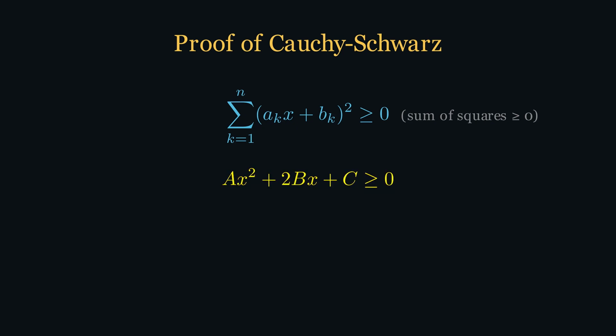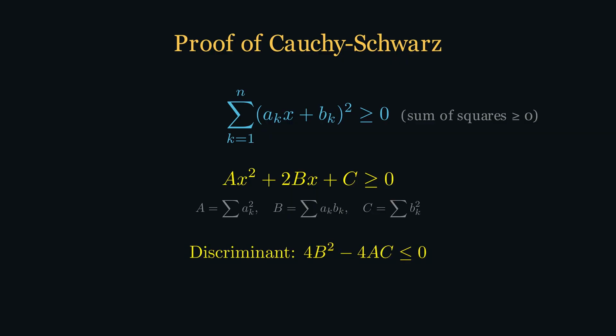The proof is, in my opinion, clean, and I think it's worth seeing. Consider the sum of the quantity A sub k x plus B sub k, squared, for any real x. This is a sum of squares, so it's non-negative. Expanding, a x squared plus 2bx plus c is greater than or equal to 0, where a is the sum of a sub k squared, b is the sum of a sub k b sub k, and c is the sum of b sub k squared.